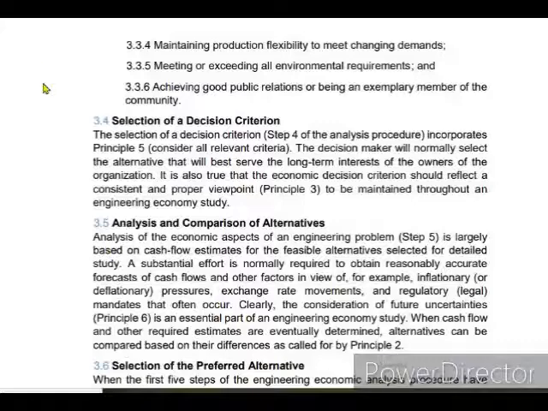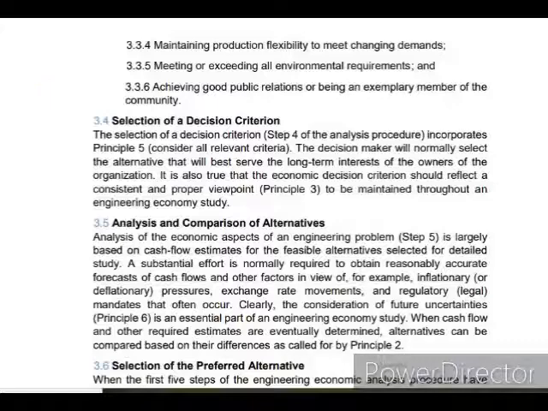Clearly, the consideration of future uncertainties, which is included in Principle 6, is an essential part of an engineering economy study. When cash flow and other required estimates are eventually determined, alternatives can be compared based on their differences, as called for by Principle 2.